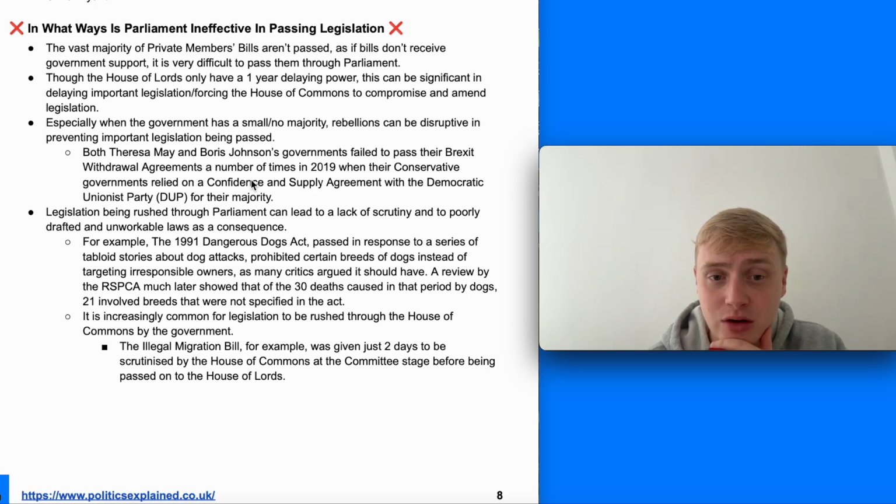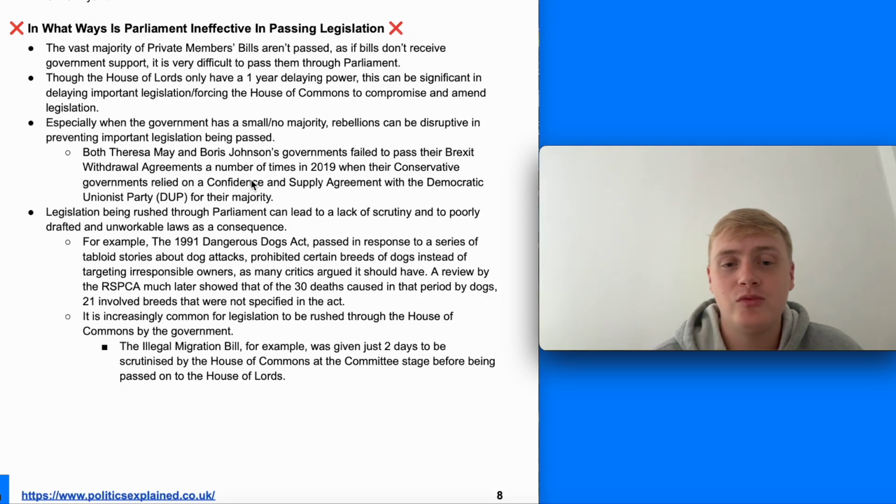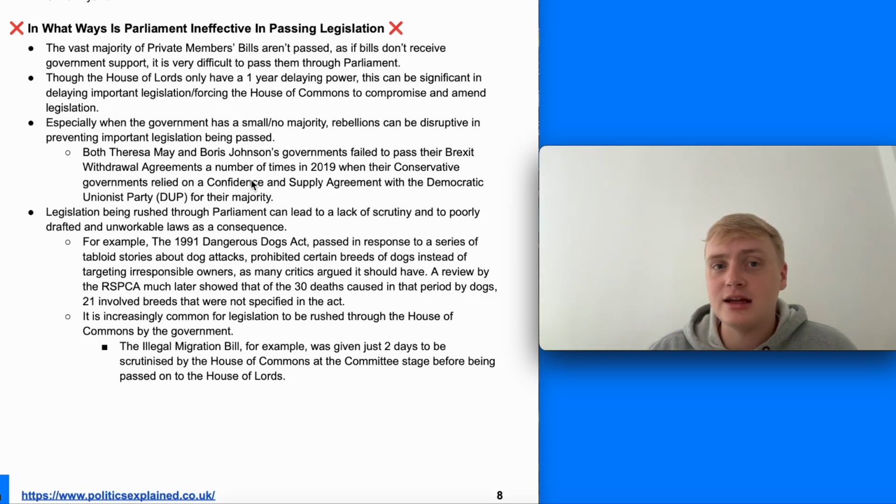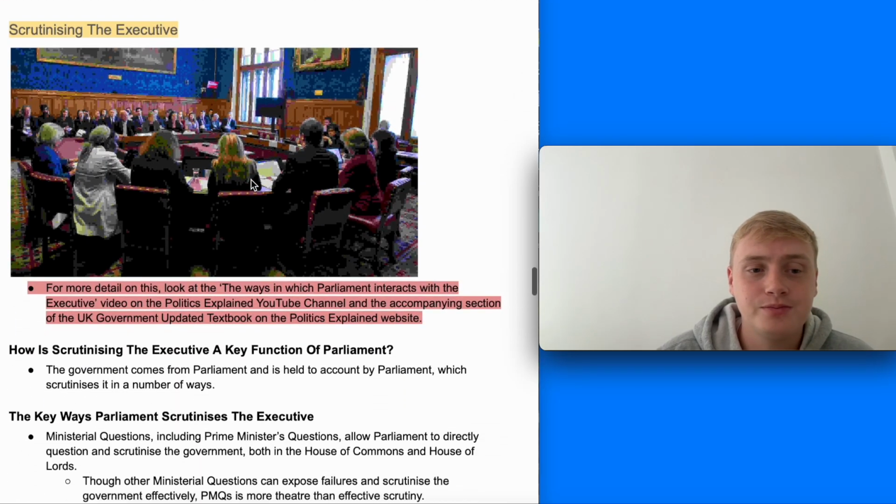So the illegal migration bill was given just 2 days to be scrutinised by the House of Commons in the committee stage before being passed on to the House of Lords. Really not detailed scrutiny that you would have seen previously. But again, more examples, more detail on that in the other video that I mentioned.